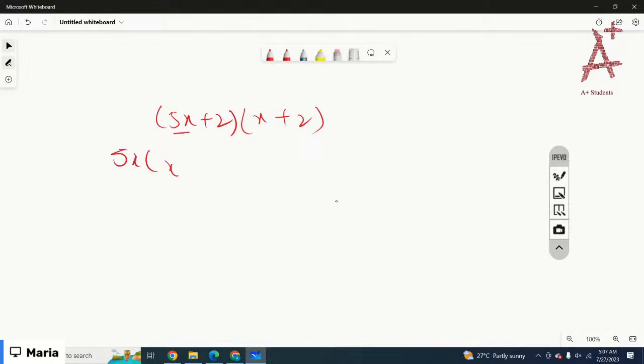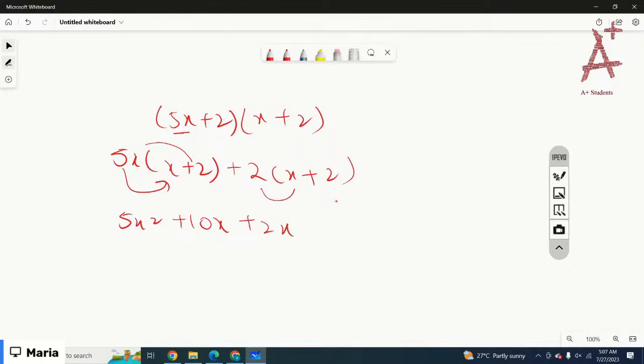First you have to do 5x times x plus 2. Then you have to do 2 times x plus 2. So 5x times x is 5x square, and 5x times 2 is 10x. Then you have 2 times x, it is 2x, and 2 times 2 is 4. So you have to collect the like terms. Like terms mean the ones that have the same variable with the same degree. So 10x plus 2x makes 12x. So it is 5x square plus 12x plus 4. Got it?